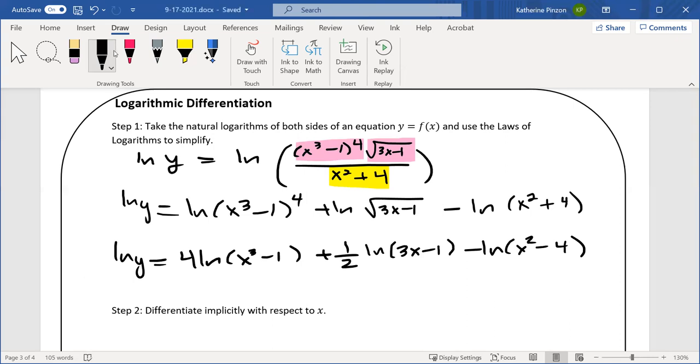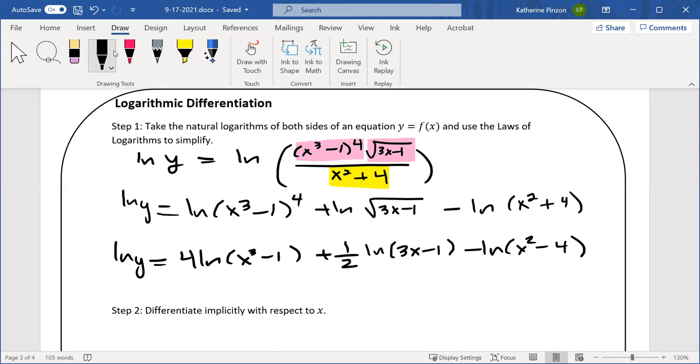So I started with something that looked really yucky. I took the natural log of both sides and I expanded the right-hand side to make it be something that seems a lot easier to take the derivative of, right? I don't need any product rules now. I don't need any quotient rules now, right? Like I got rid of all that annoying stuff.